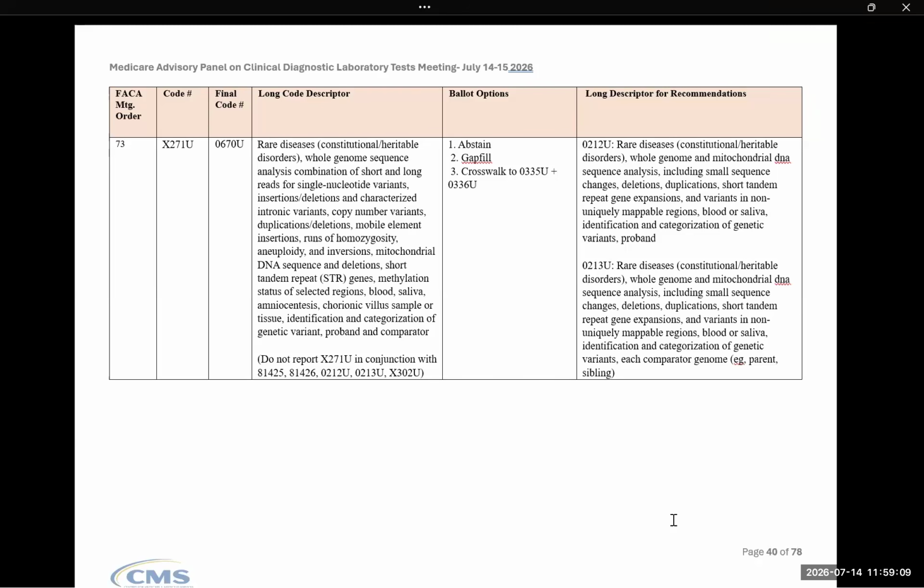Is that clear to everyone? So the ballot options are correct. The long descriptors for the recommendations are correct. We should have included the long descriptors. If anybody wants to see them, I think they should be on the next slide, but they are on the next with the next code. So just to be clear for everyone, we are voting on the ballot options, the codes that are listed there, crosswalk to 0335U and 0336U. Yes, that's correct. Awesome. Thank you. All right. Does anybody have any questions or comments from the panel or from CMS? All right. Panel members, please cast your votes.